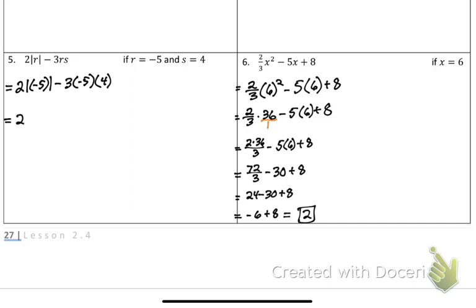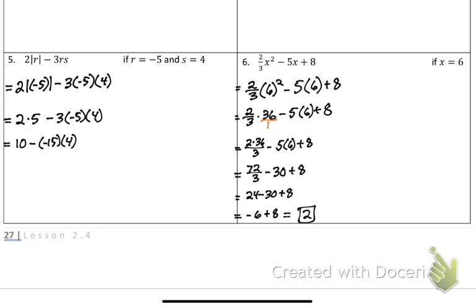So we are now going to have 2 times 5 minus 3 times a negative 5 times a 4. All right, what's 2 times 5? 10. And then we have minus, do you see this chain of multiplications? I have to do that negative, see that 3 times that negative 5? What's 3 times negative 5? Negative 15. So don't I have a negative 15 here? Times 4?